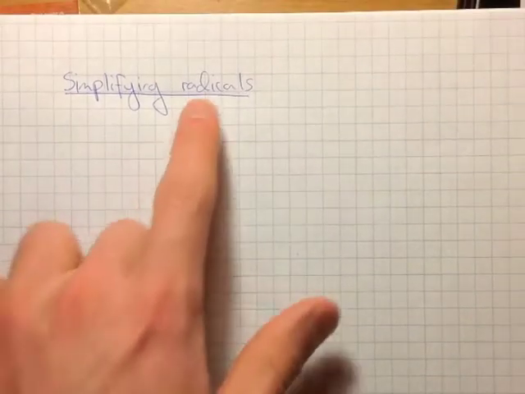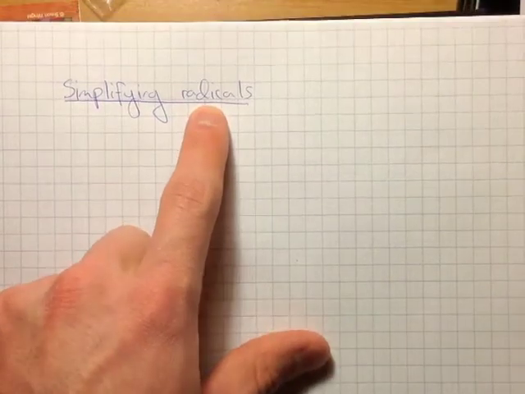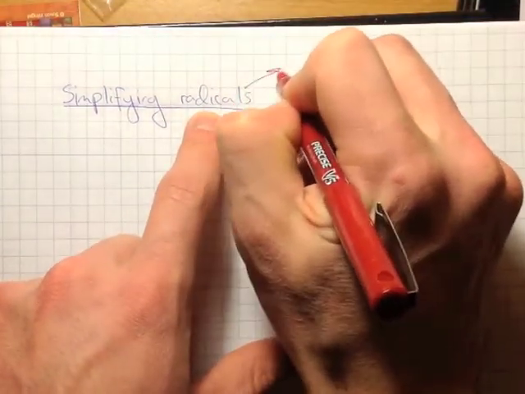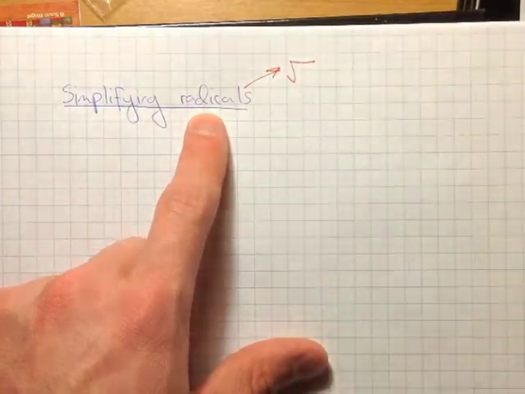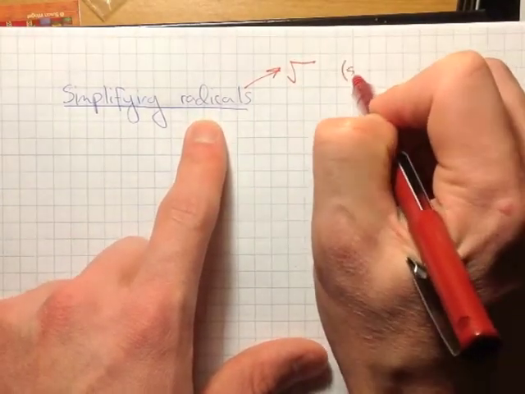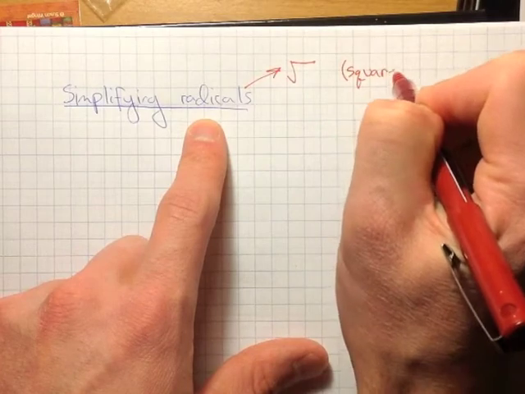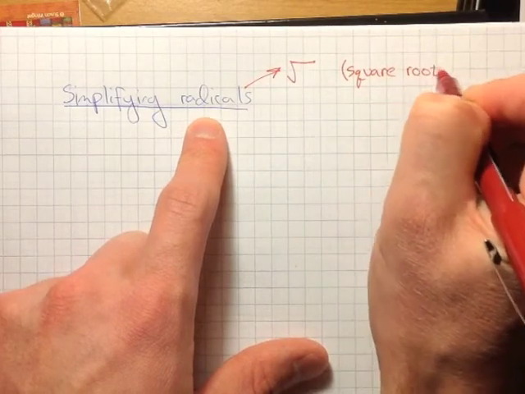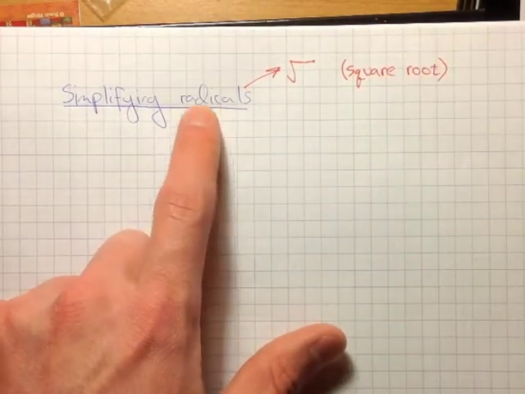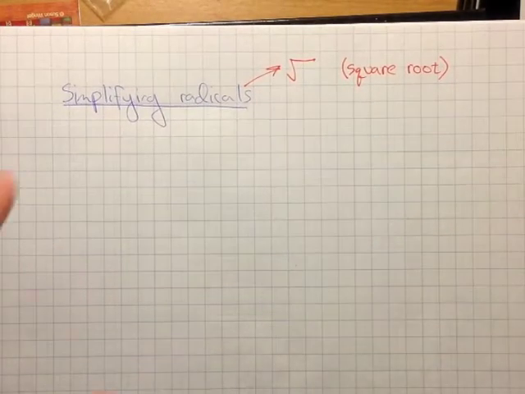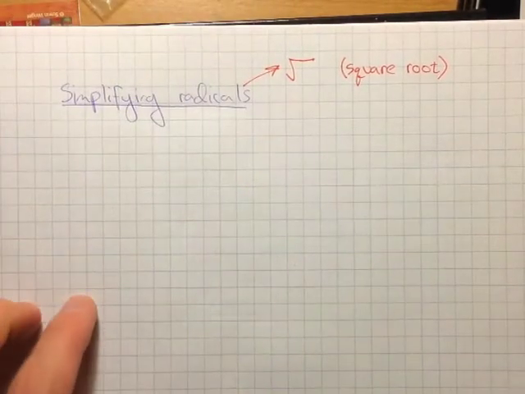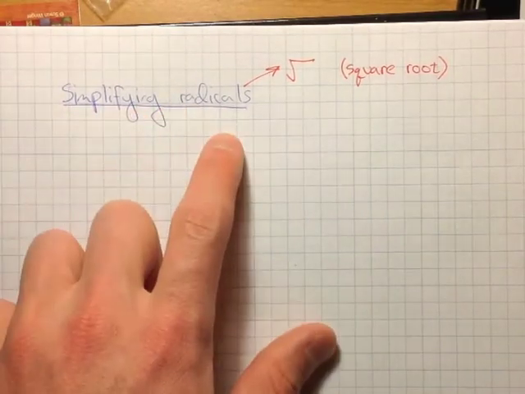Now, first question is, what in the world is a radical, right? Well, you've already seen radicals plenty before. A radical is just that symbol right there. In other words, radical is another way to say square root. Okay? So a radical is just a square root. No problem there. Now, in this video, we're going to learn how to simplify these radicals.